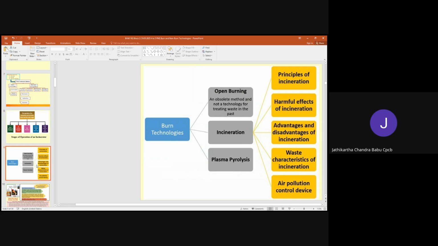Now, burn technologies. In case of incineration, there are open burning, incineration, and plasma. Open burning technology is no more permitted and no more exists. It is obsolete and not a technology approved under the rules. Therefore, burn technology is now only incineration and plasma pyrolysis. Open burning is obsolete, and nobody is permitted to adopt it. The principles we are going to study are the principles of incineration, the harmful effects of incineration, advantages and disadvantages of incineration, waste characteristics, and air pollution control devices. Let us see what they are.